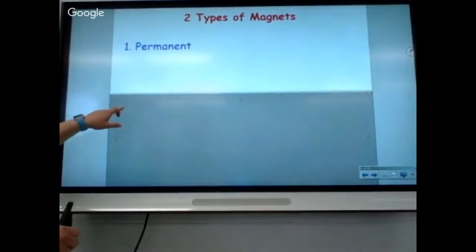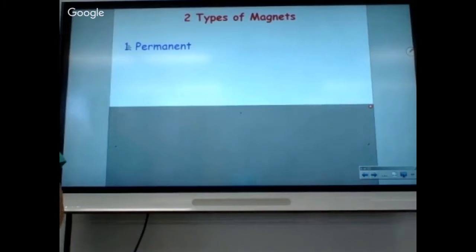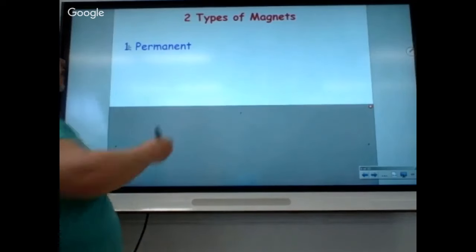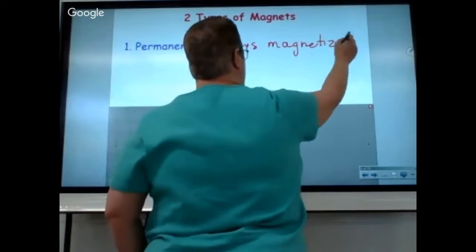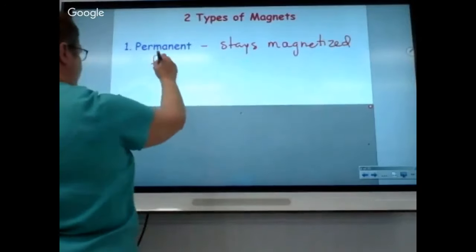All right, there are two types of magnets we're going to work with. The first lab we're going to do tomorrow works with a permanent magnet. What's a permanent magnet? Just like in English class, what does the word permanent mean? All right, so this is a magnet that stays magnetized for a long time.